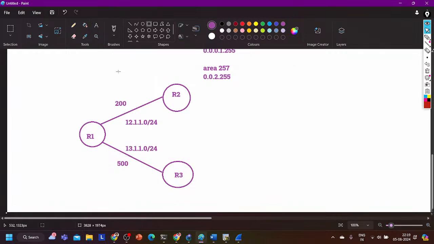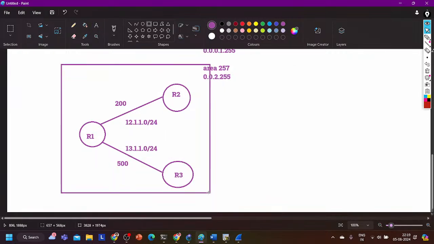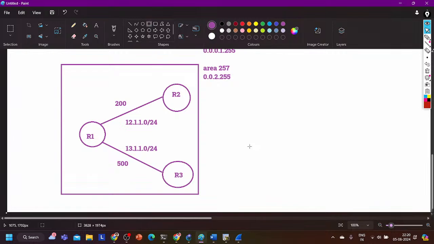Now guys, I have enabled OSPF on all routers. I have advertised all interfaces in, let's say, area 0. So tell me, according to you, which path is the best path? Upper path or lower path?